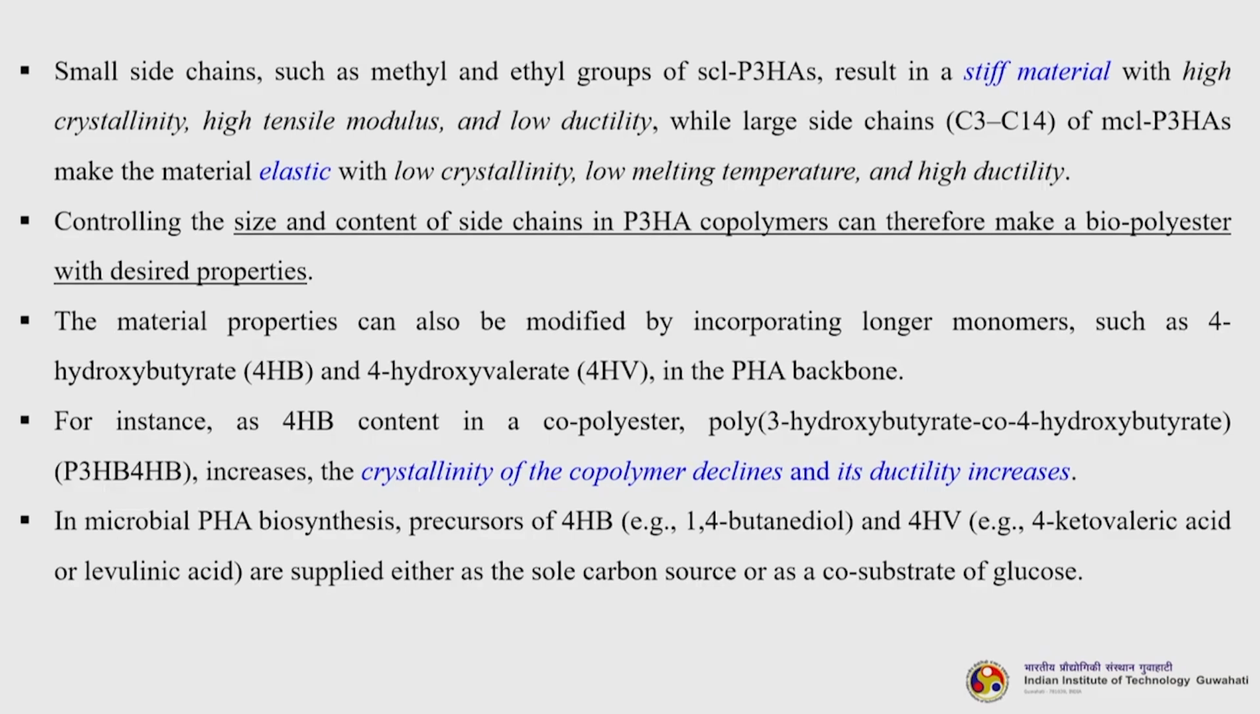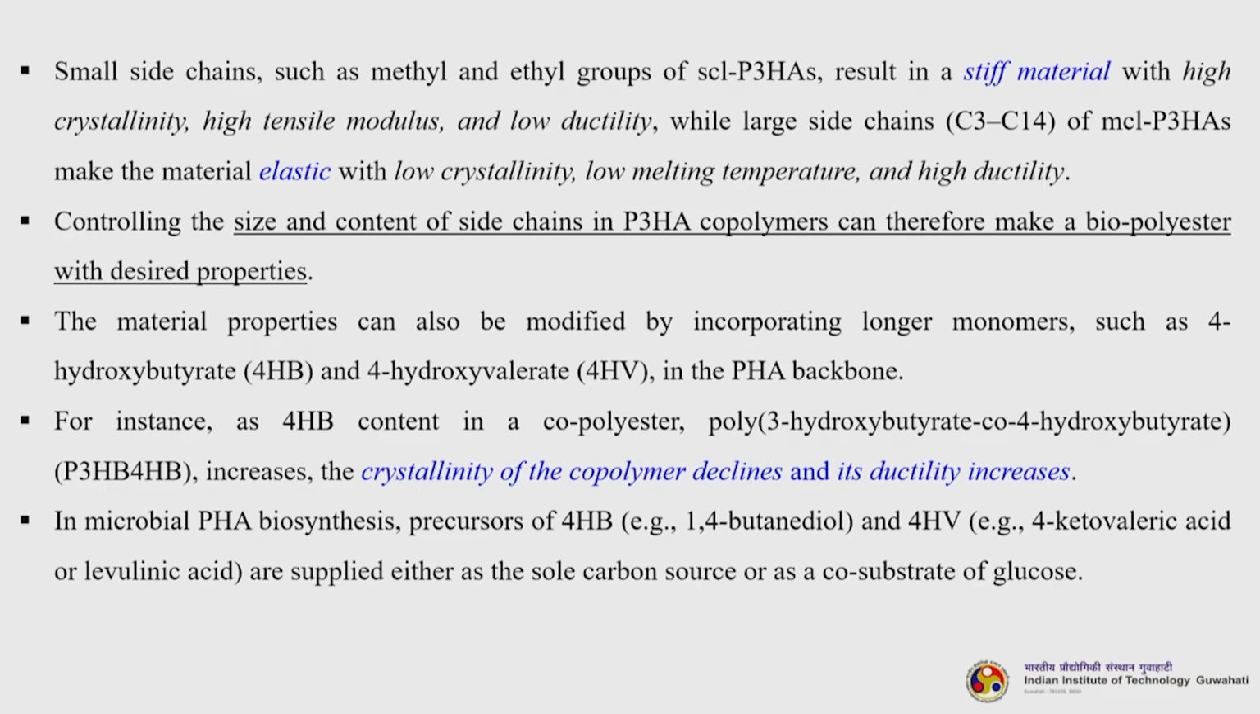Okay. So, controlling the size and content of the side chains in P3HA copolymers can therefore make a biopolyester with desired properties. So, basically you can tailor make a particular PHA. The material properties can also be modified by incorporating longer monomers such as 4-hydroxybutyrate and 4-hydroxyvalerate in the PHA backbone. For instance, as the 4HB content in a copolyester, okay, that is P3HB4HB, increases, the crystallinity of the copolymer declines and its ductility increases.